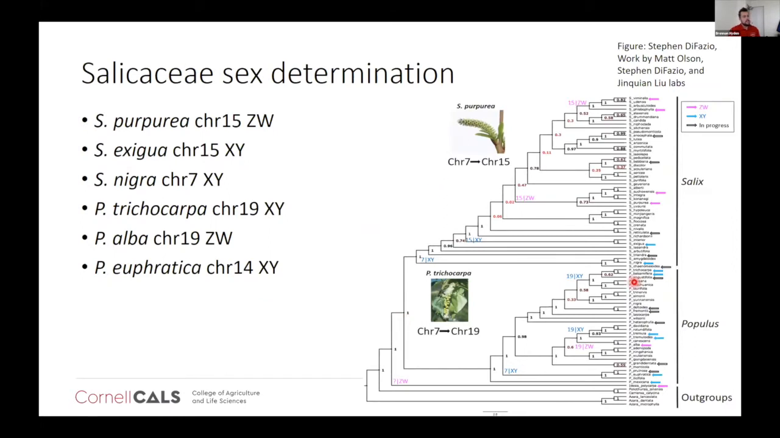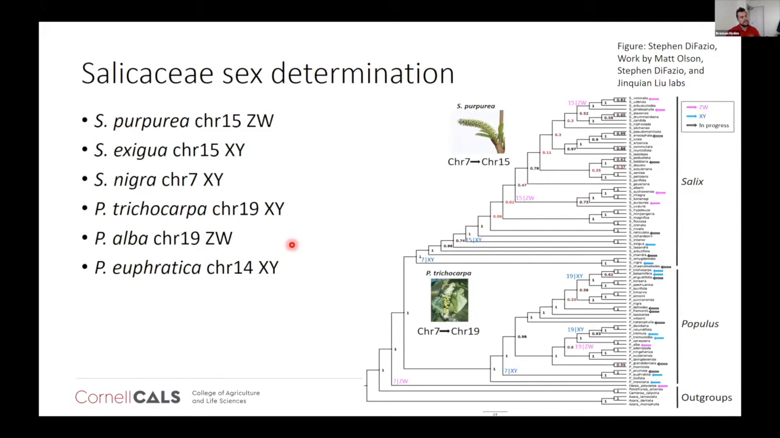So this is a tree generated by some of our collaborators at West Virginia University and Texas Tech University, summarizing the different sex determination systems across both Populus and Salix. So Salix purpurea, as I mentioned, is a chromosome 15 ZW system. And many of the other shrub willows also share a chromosome 15 ZW system. However, as we get to some of the more basal Salix, it changes a little bit. So Salix exigua actually has a SDR on chromosome 15, but it's actually XY. And then in Salix nigra, it's a chromosome 7 XY system. And then in the poplars, we observe chromosome 19 XY, chromosome 19 ZW, and chromosome 14 XY systems.